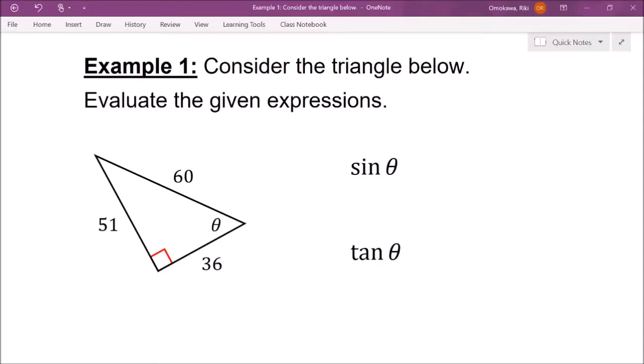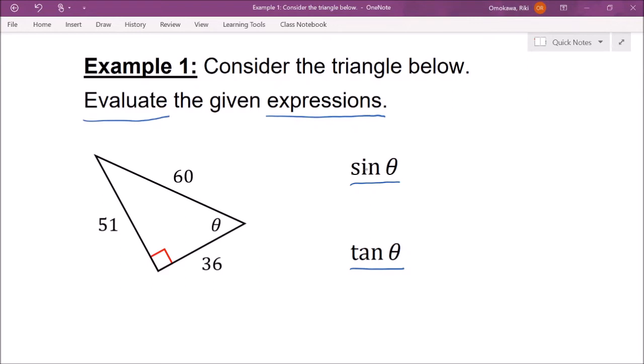So here's an example. It says, consider the triangle below, evaluate the given expressions. So let's process that. First of all, it's a right triangle that we have, so we can use the trigonometry we've learned. Like I said, we know all three side lengths, and the angle is unknown. Now it says evaluate the given expressions. So what does that mean? Well, first of all, expression is a math word. I mean, these are expressions. And then evaluate means find the value, right? Figure out what number it equals.